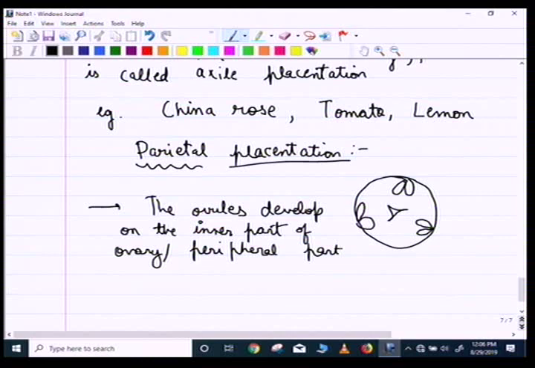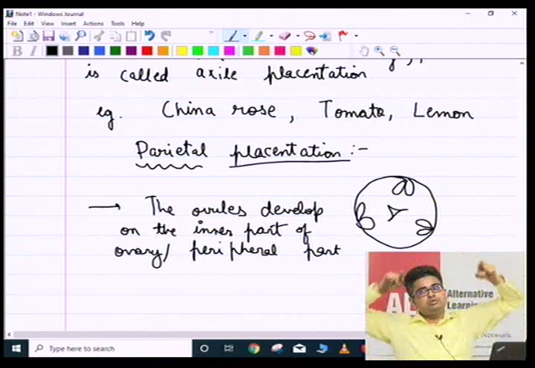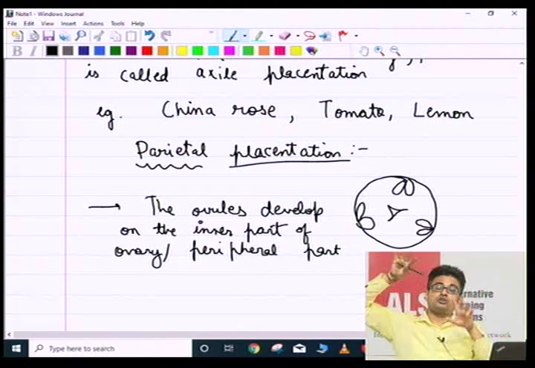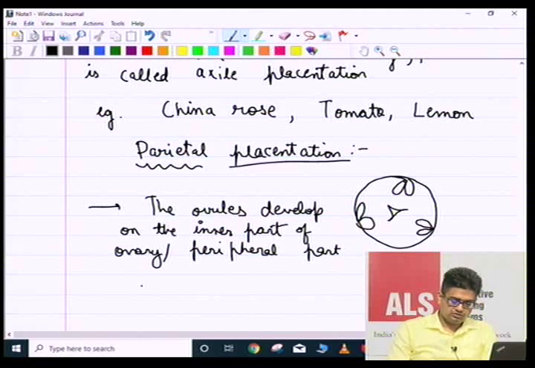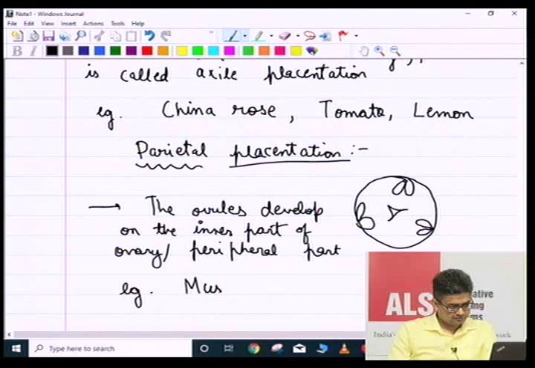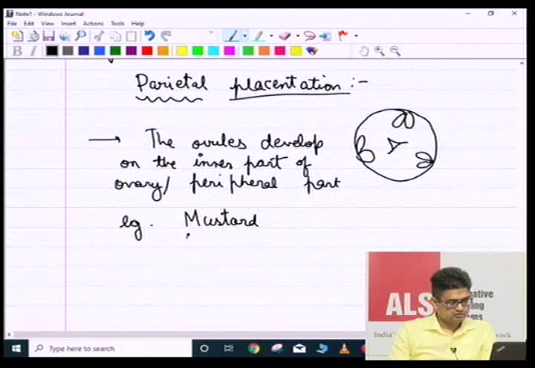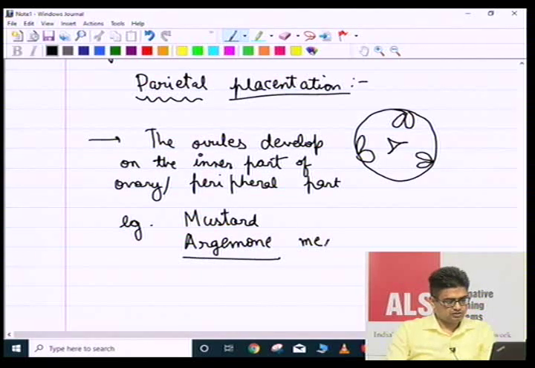That is why it is looking like there is a circle and all the ovules are present on the inner margin. Okay. So you have the examples of mustard and argemone, Brassicaceae family mainly. Mustard, Brassica campestris, and then there is Argemone mexicana, which is a poisonous seed plant. Prickly poppy, this is a very common weed, prickly poppy.